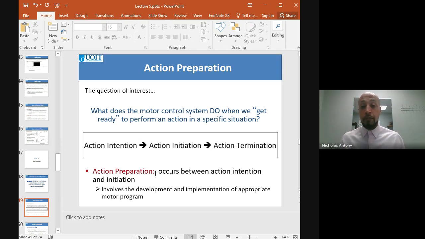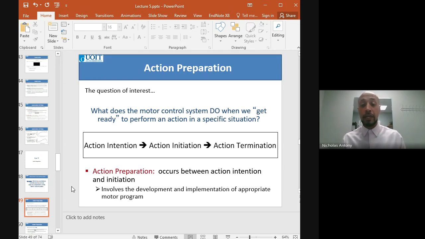it involves the development and implementation of the motor program. So action preparation is, once we figure out what we want to do, we need to look at the target, or we need to understand what movements are important. We need to look at what skill is required, look at the parameters added on top. All that processing is what's happening in action preparation.